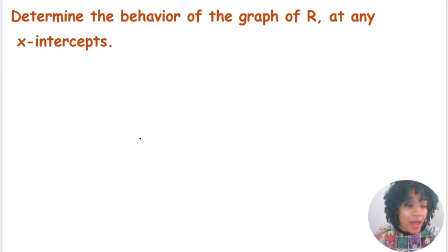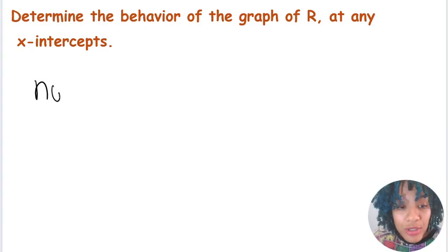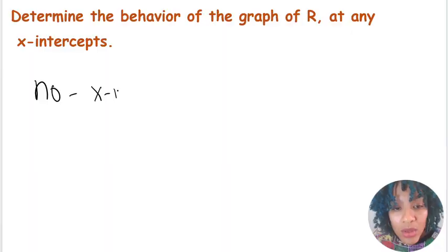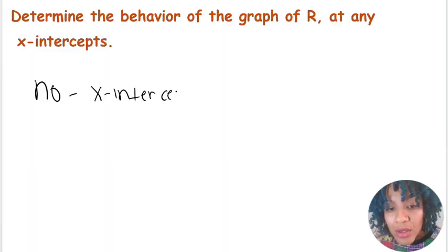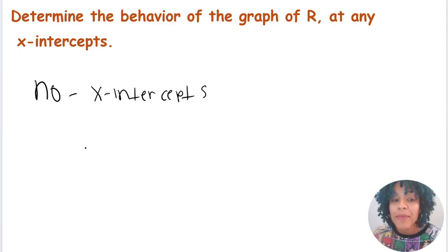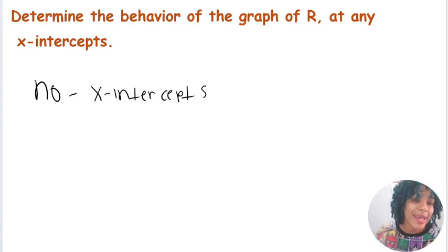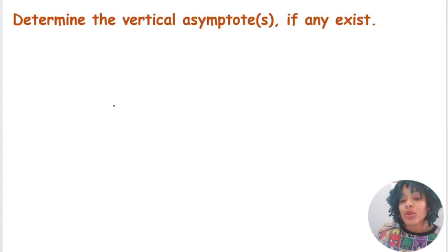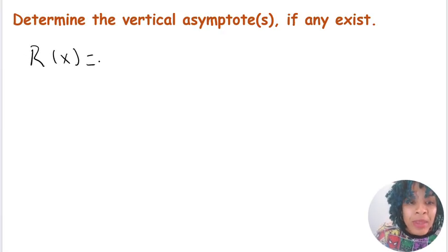Determine the behavior of the graph. Any of the x-intercepts? No x-intercept. For this graph, the graph does not touch the x-axis, therefore no x-intercept, therefore no information about behavior when it approaches the x-intercepts. Next. Okay, now we need to determine the vertical asymptotes, and we actually kind of already have this, but I'm just going to go ahead and write it out here. Okay, so my function again is this guy.